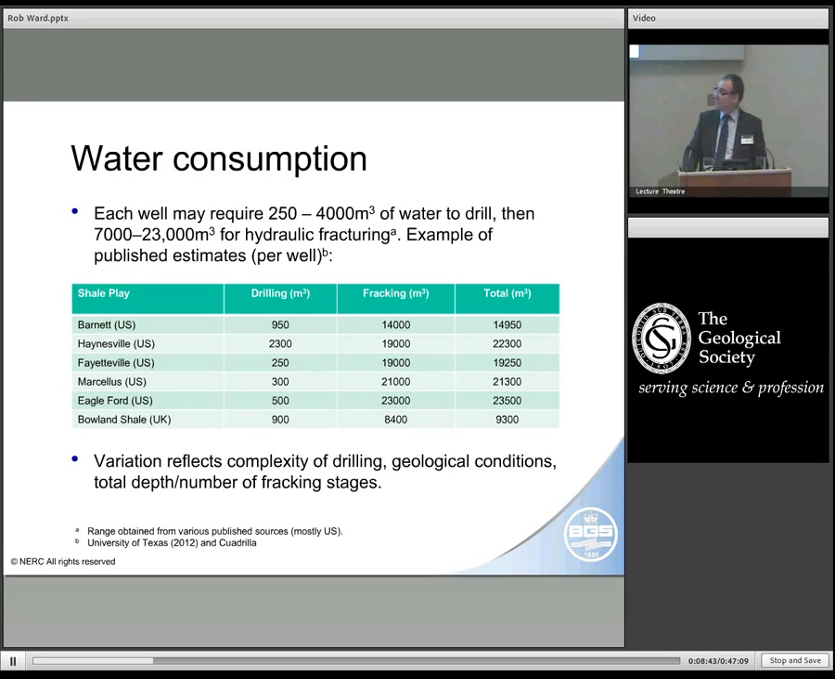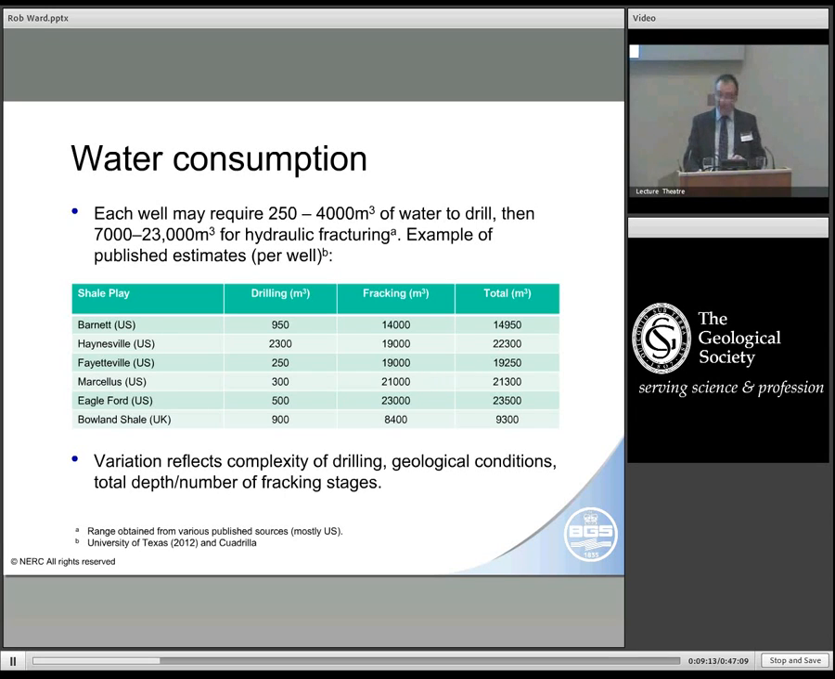So again, these appear to be very large numbers, just to give you an idea in terms of how big those are. If we look at the top number there, the largest number for drilling, the 4,000 cubic meters, is equivalent to about 2 Olympic swimming pools. And for fracking, the 23,000, about 11 Olympic swimming pools. So that gives you an idea, and that's for an individual well.